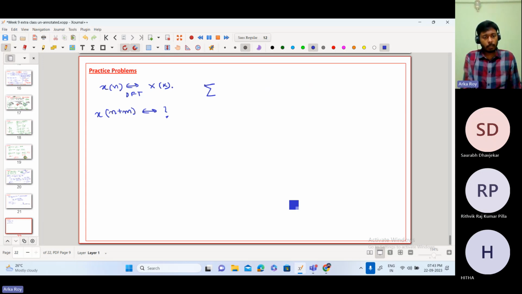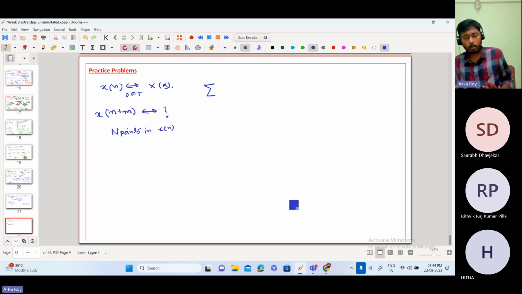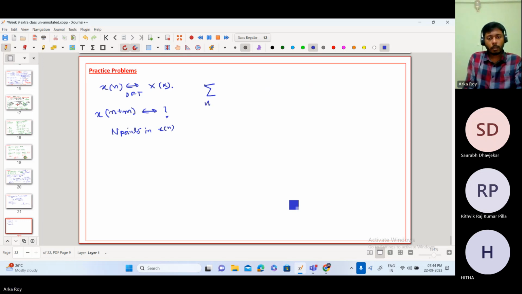Okay. And there are N points in x of n, or in x of n plus m. We need to do an N point DFT. So n equals 0 to N minus 1, and then here we have been asked x of n plus m, and then e to the power minus j 2 pi n k divided by capital N, because it's an N point DFT.